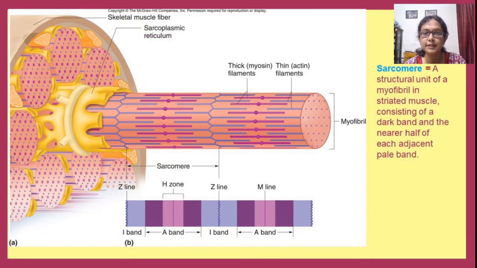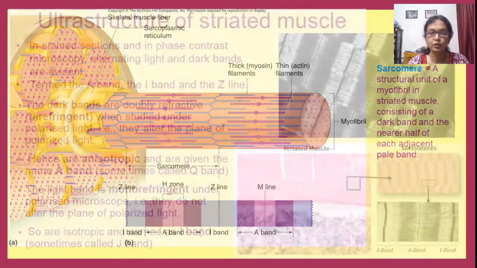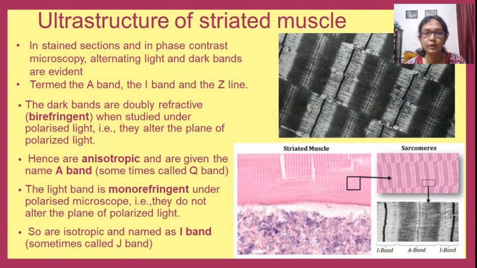Here you can see the sarcomere region. This is a diagrammatic structure, and this is the basic unit I have already told you about, composed of a dark band and the two nearer halves of each adjacent pale band. This dark band, the purple color dark band, is known as A band, and the pale bands are known as I band. So here are the reasons why we call them A band and I band.